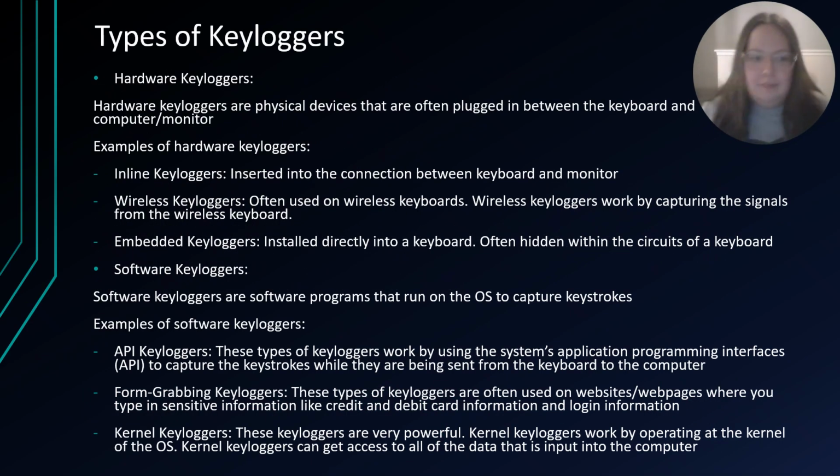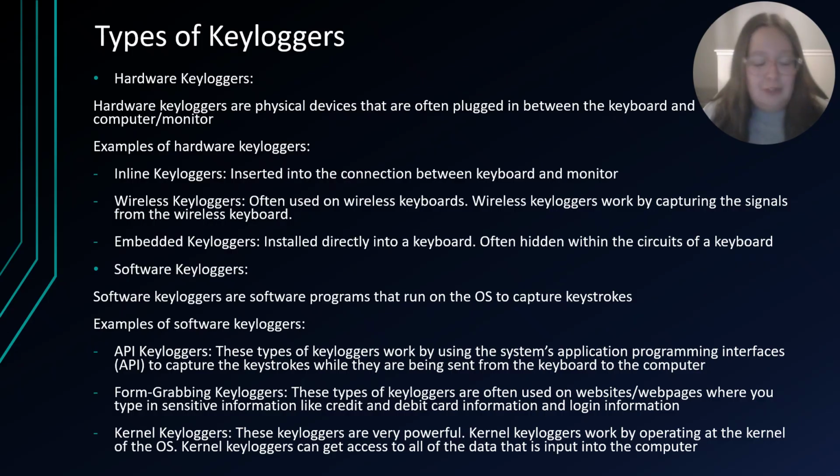Types of keyloggers. When it comes to keyloggers, you're going to have two different types. You're going to have your software keyloggers and your hardware keyloggers. Your hardware keyloggers are obviously going to be physical devices that can often be plugged in, like on your keyboard and between your computer and your monitor and things like that. Some examples of real life hardware keyloggers are inline keyloggers. These are often inserted into the connection between your keyboard and your monitor.